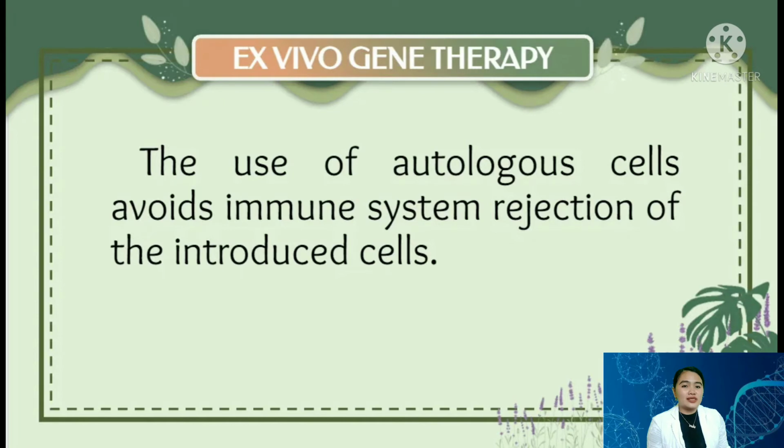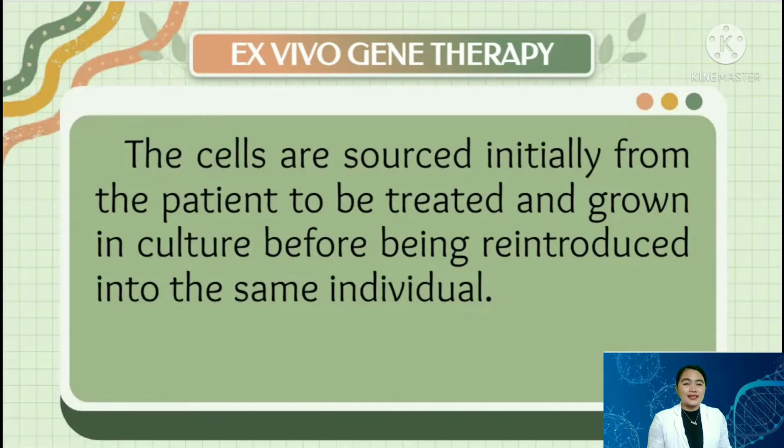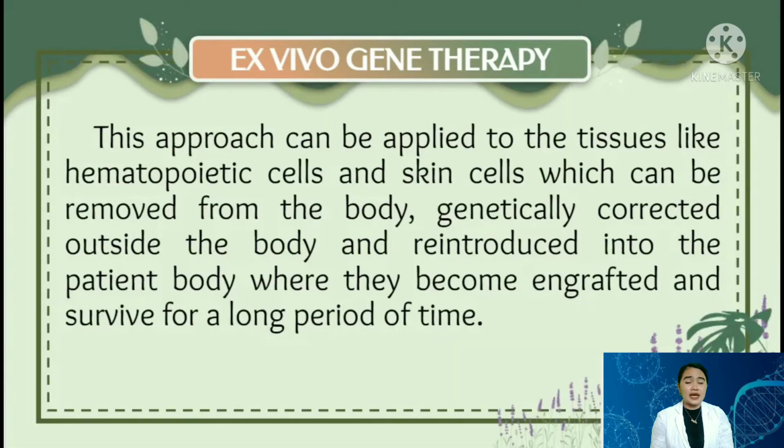When we say autologous, it is designed to use a person's own blood stem cells and insert into those cells a working copy of the missing or faulty gene. The cells are sourced initially from the patient to be treated and grown in culture before being reintroduced into the same individual. This approach can be applied to tissues like hematopoietic cells and skin cells, which can be removed from the body, genetically corrected outside the body, and reintroduced into the patient's body where they become engrafted and survive for a long period of time.